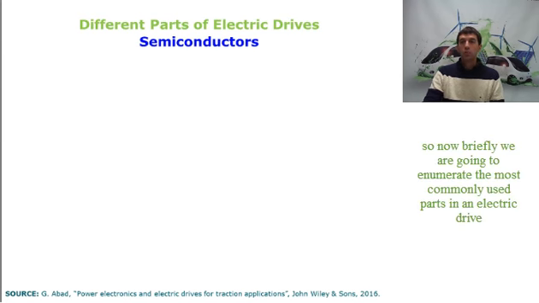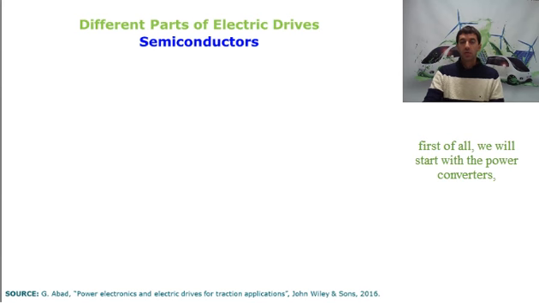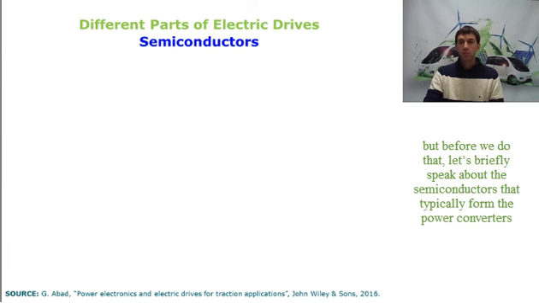So now, briefly, we are going to enumerate the most commonly used parts in an electric drive. We will have a quick look at the power converter, the machine, the control, and the external energy source. First of all, we will start with the power converters. But before we do that, let's briefly speak about the semiconductors that typically form the power converters.